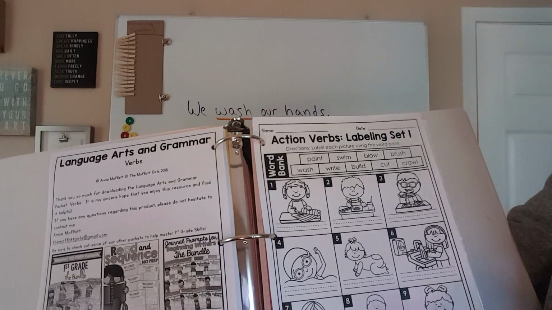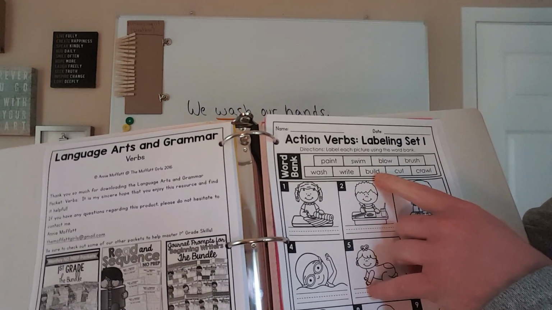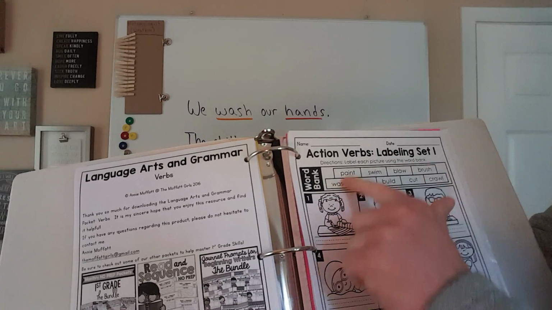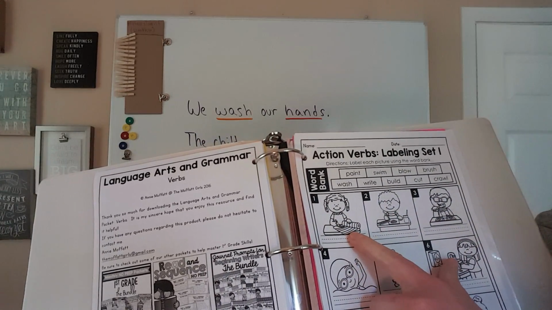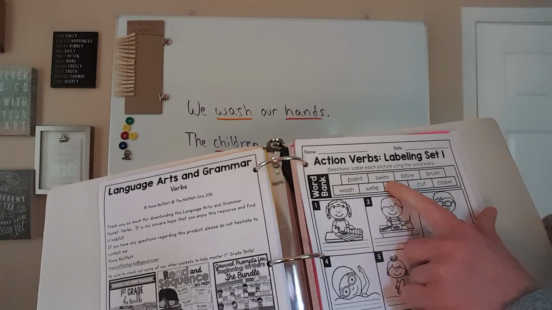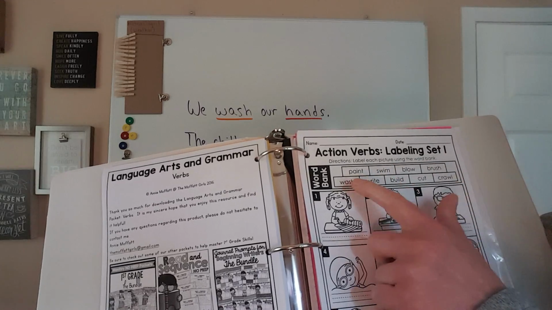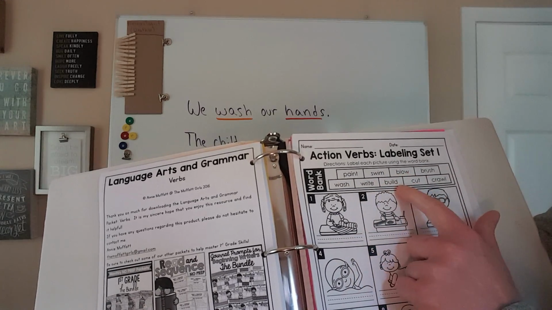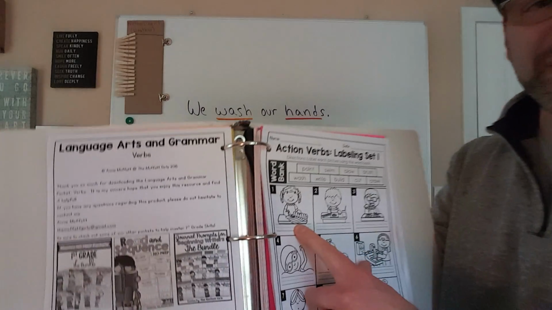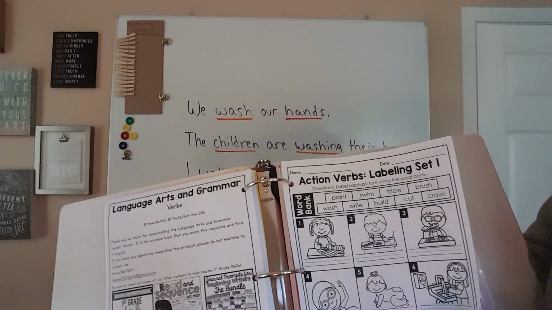Okay, I'm going to send you this action verbs labeling set where you label each picture using the word bank. This is a word bank here. So you have to look at the image and right here, what does it look like she's doing? Is it paint? Is it swim? Is it blow? Is it brush? Is it wash? Is it write? Is it build? Is it cut? Is it crawl? The correct one for here would be cut. She is cutting a piece of paper.